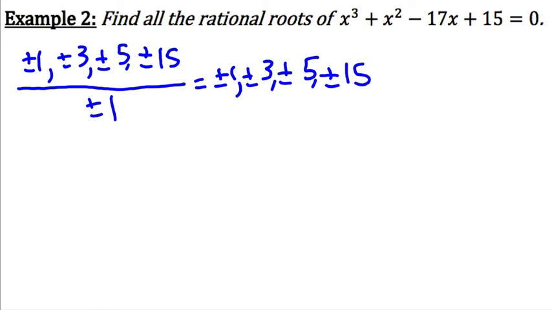All right, now, again, this time we have 8 numbers. There's +1, -1, +3, -3, +5, -5, +15, and -15. So there are 8 different numbers that we could potentially have to try.